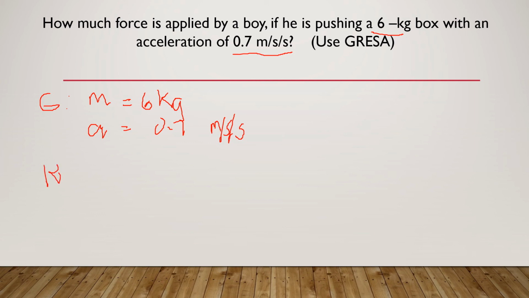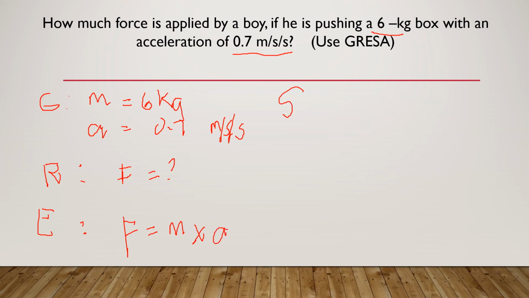Now, from the question, the unknown variable is force. So you are looking for force. Next, the equation for force is actually very easy. Force is equal to mass multiplied by acceleration. Wait, I'm going to make it clear for you. I'm going to erase it and do it again. So we have here mass multiplied by acceleration.